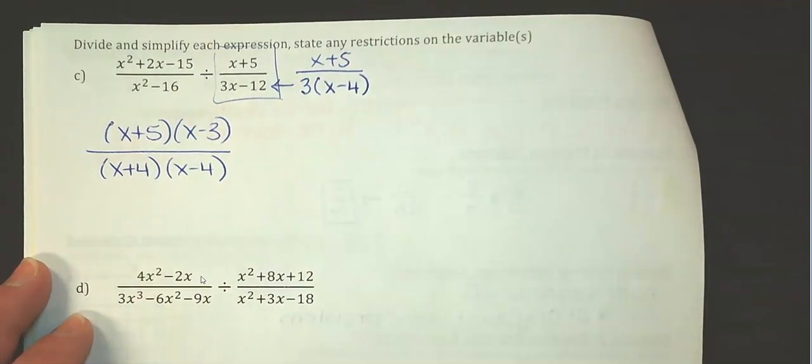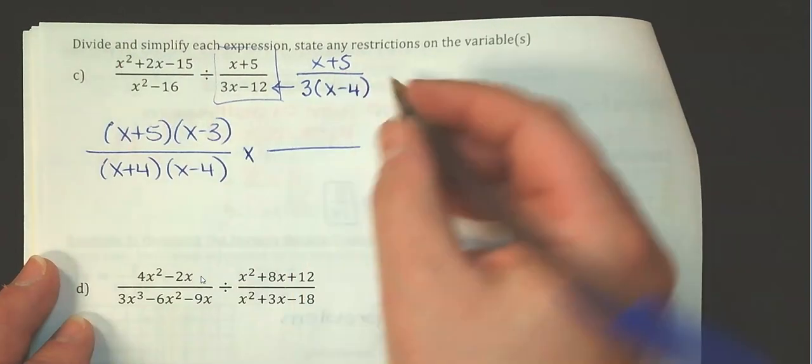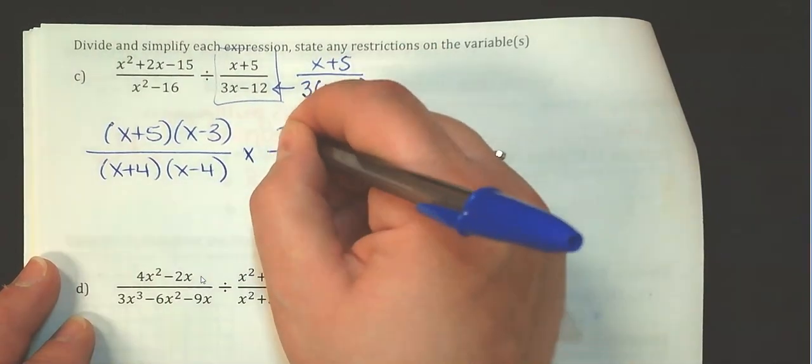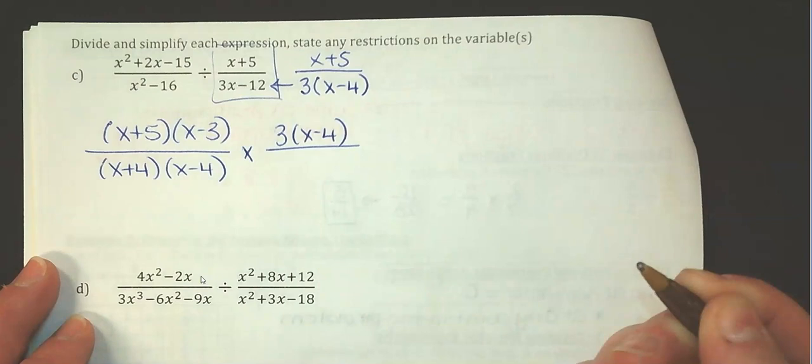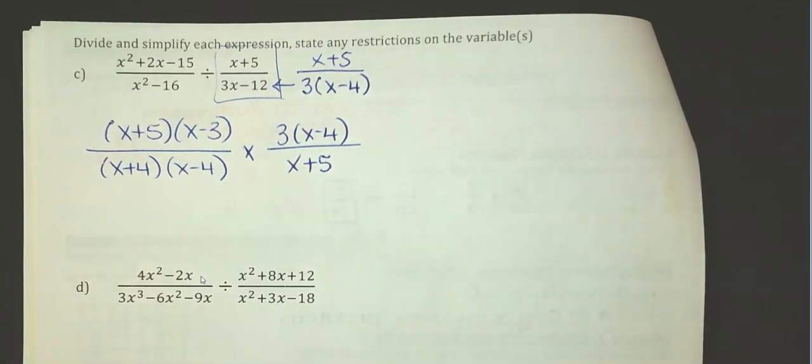So I'm just going to go ahead and do my keep, change, flip all in one step here. So I'm going to keep that first one, change this to multiplication. That 3 times x minus 4 would end up in the top, and that x plus 5 would end up in the bottom.